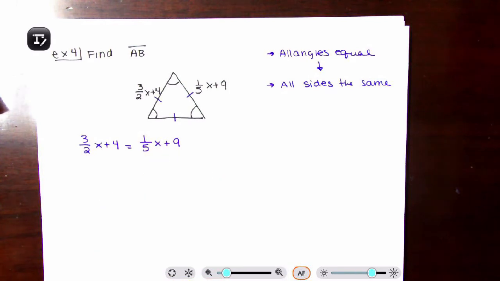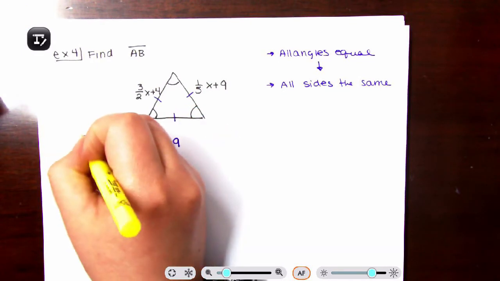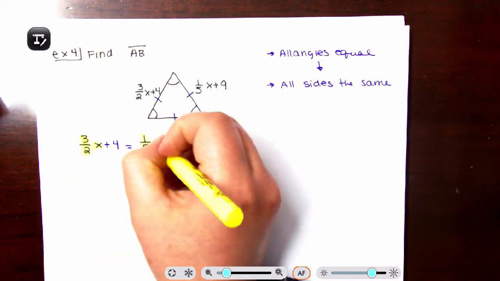Now I know what you're thinking. Oh my goodness, it's fractions. Don't let them scare you. They just want to be our friends. Here's your fraction, here's your fraction, here's your x, here's your x. Don't worry about that.